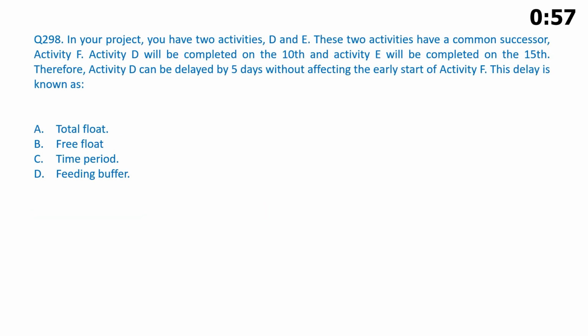In your project, you have two activities, D and E. These two activities have a common successor, Activity F. Activity D will be completed on the 10th and Activity E will be completed on the 15th. Therefore, Activity D can be delayed by 5 days without affecting the early start of Activity F. This delay is known as A. Total float. B. Free float. C. Time period. D. Feeding buffer.